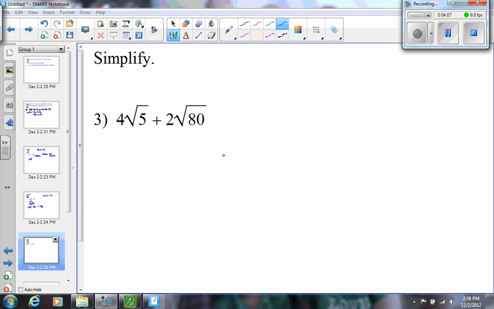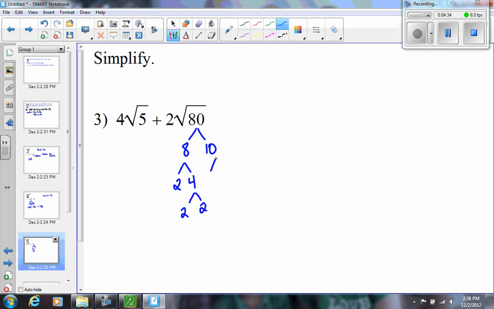Okay, for our next problem, 4 root 5 plus 2 root 80. Again, they're not alike, so I want to try. Now, I know I can't do anything with the 5. That's a prime number, which means the square root of 5 can't be simplified. But I know I can do some simplifying here. So we're going to think of 80. Let's start with 8 times 10. And I can do 2 times 4 and 2 times 2. And over here, I can do 2 times 5.